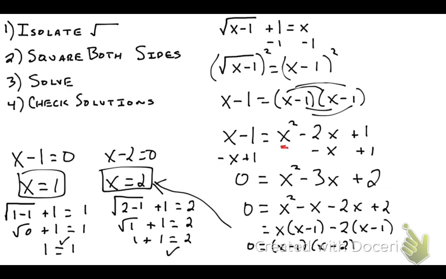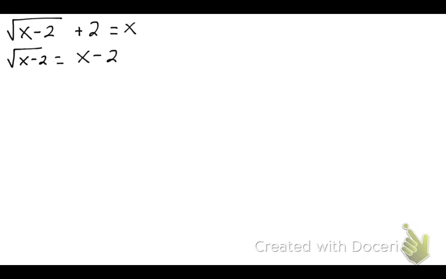Why don't you try one? Why don't you try the square root of x minus 2 plus 2 equals x. Hit pause and give it a shot. Alright, if we subtract 2 from both sides, we get the square root of x minus 2 equals x minus 2.